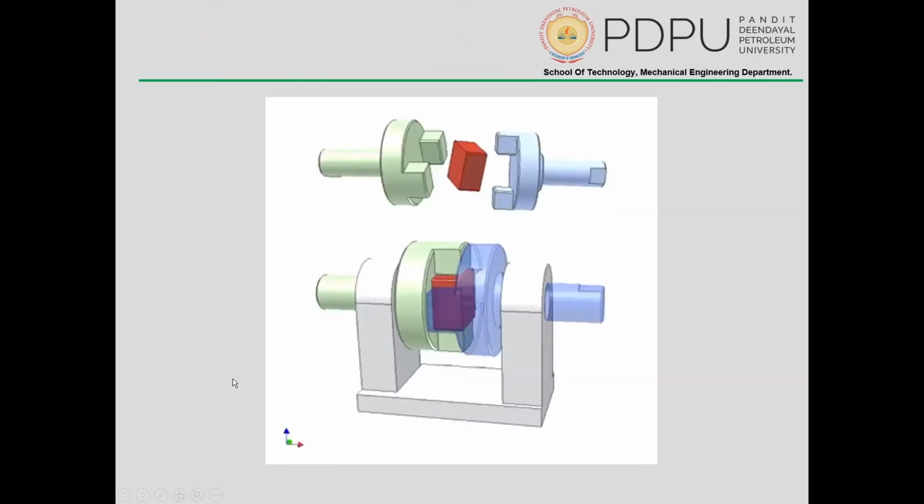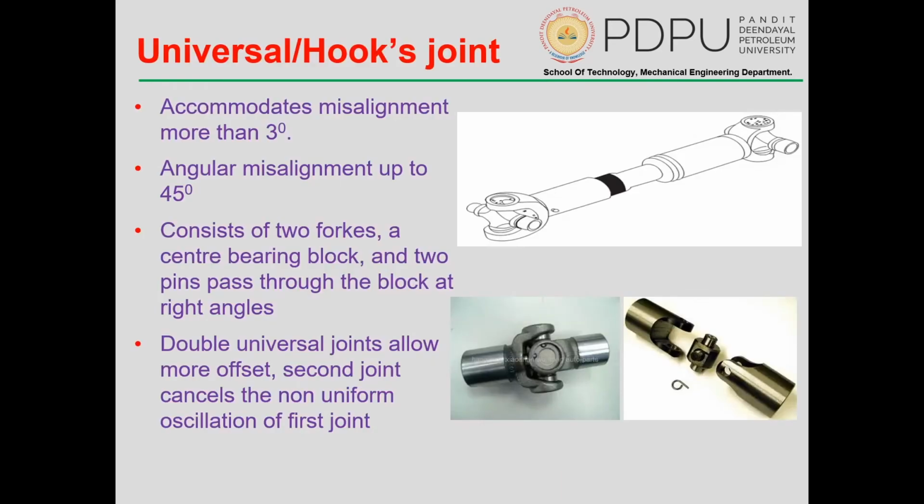Now moving ahead, you can see this is one animation of the coupling. Okay, this is a very simplistic structure. You can see how the two shafts are coupled with one another. With the help of this principle, there is one coupling which is called a universal hooks joint. This particular hooks joint can accommodate angular misalignment of up to 45 degrees. So the misalignment here is very big.